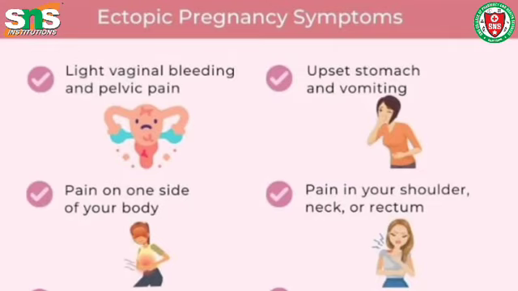So, expectant management. In some cases, particularly when the ectopic pregnancy is small and HCG levels are low, the doctor may recommend closely monitoring the situation without immediate intervention. This approach involves regular blood tests and ultrasound exams to ensure the ectopic pregnancy resolves on its own.